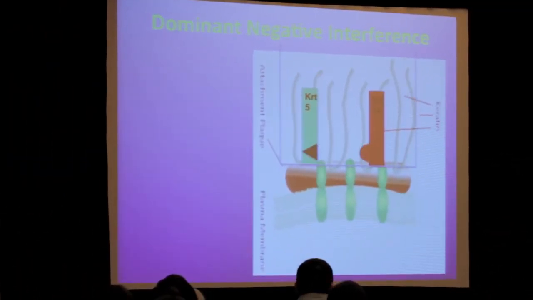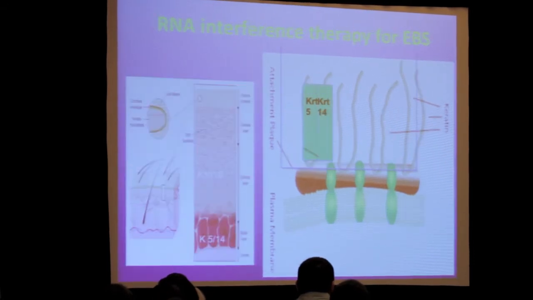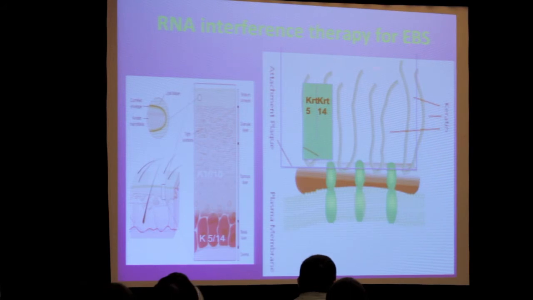Many of these keratin 5s and 14s polymerize together in order to form these keratin filaments, and that's what gives the basal cell its strength and its integrity to resist friction and physical stress.